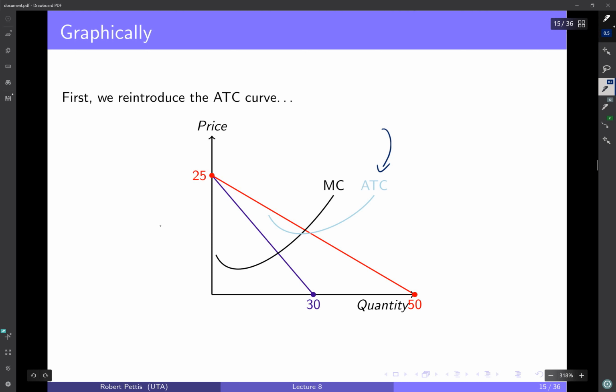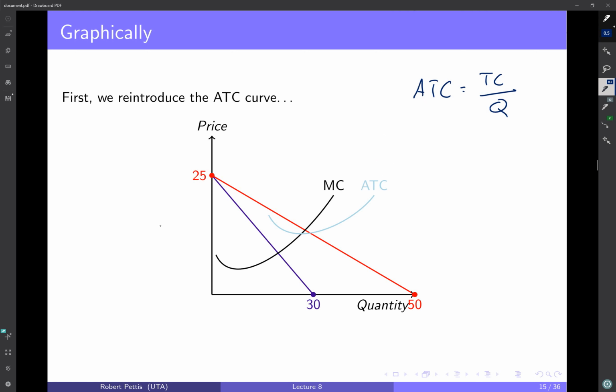We should remember the average total cost curve. If you don't remember the average total cost curve, go back and review your supply lecture. It is basically exactly what it sounds like. It's just the average total cost, where that equals the total cost over the amount that we're averaging, the actual quantity. Okay, so average total cost is equal to total cost over Q, quantity.